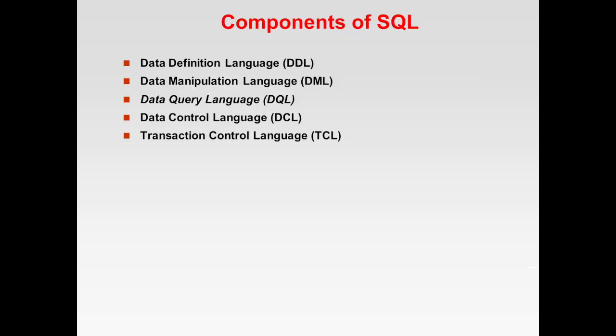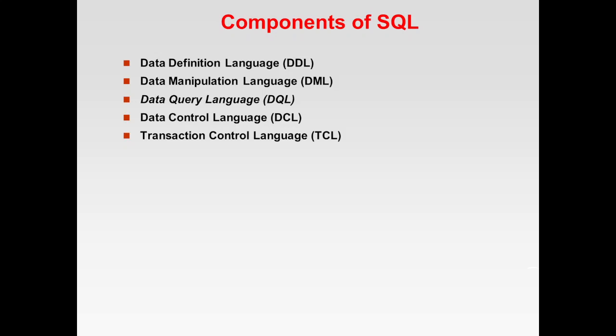Then what are the different components of SQL? There are five important components of SQL. The first component is called data definition language, then data manipulation language, then data query language, data control language, then transaction control language.